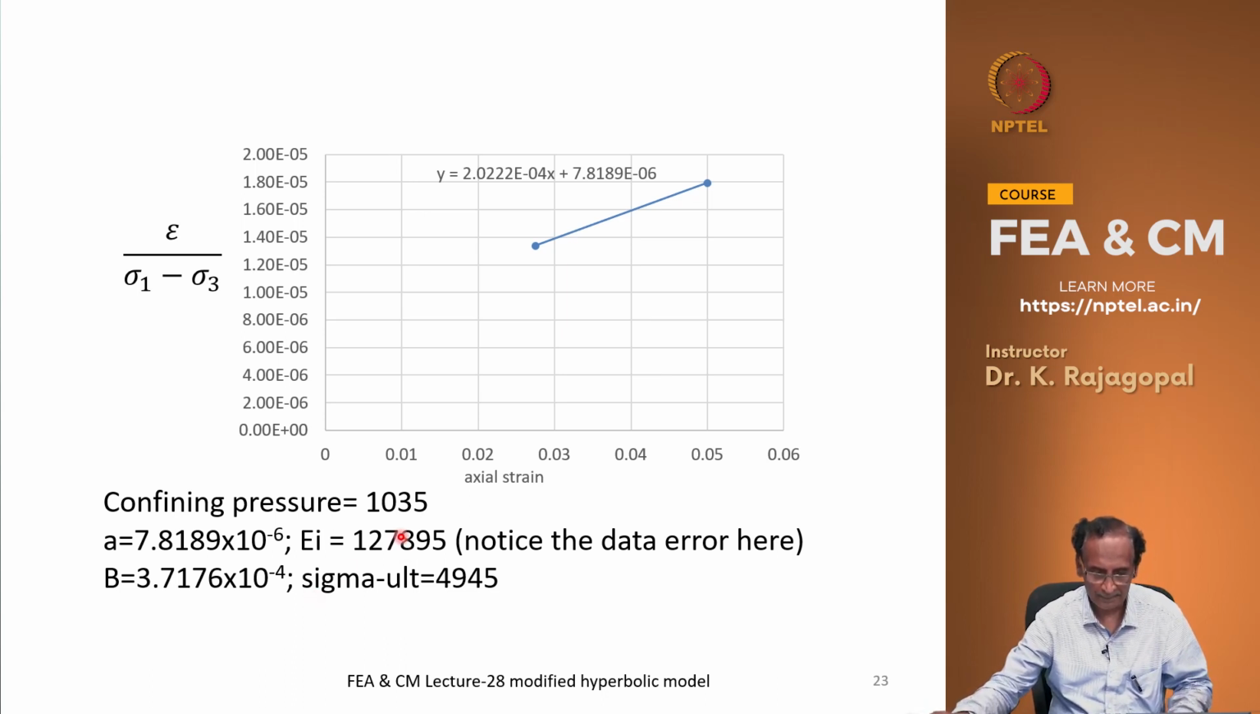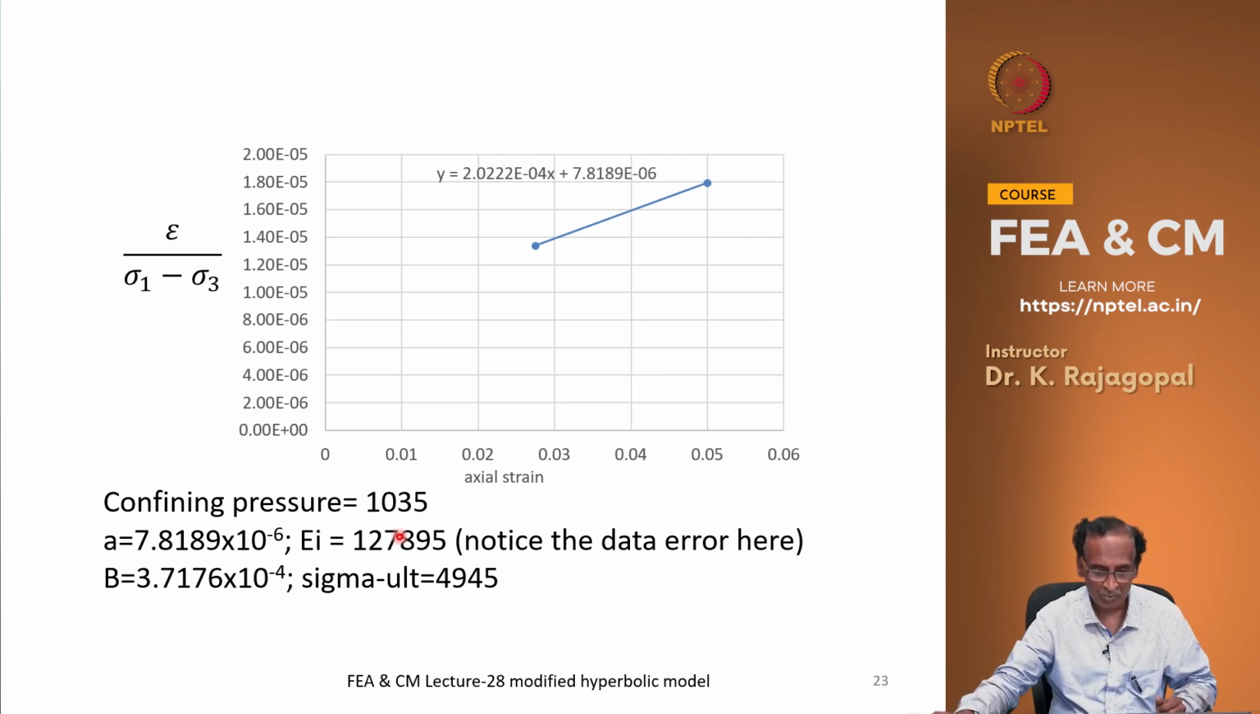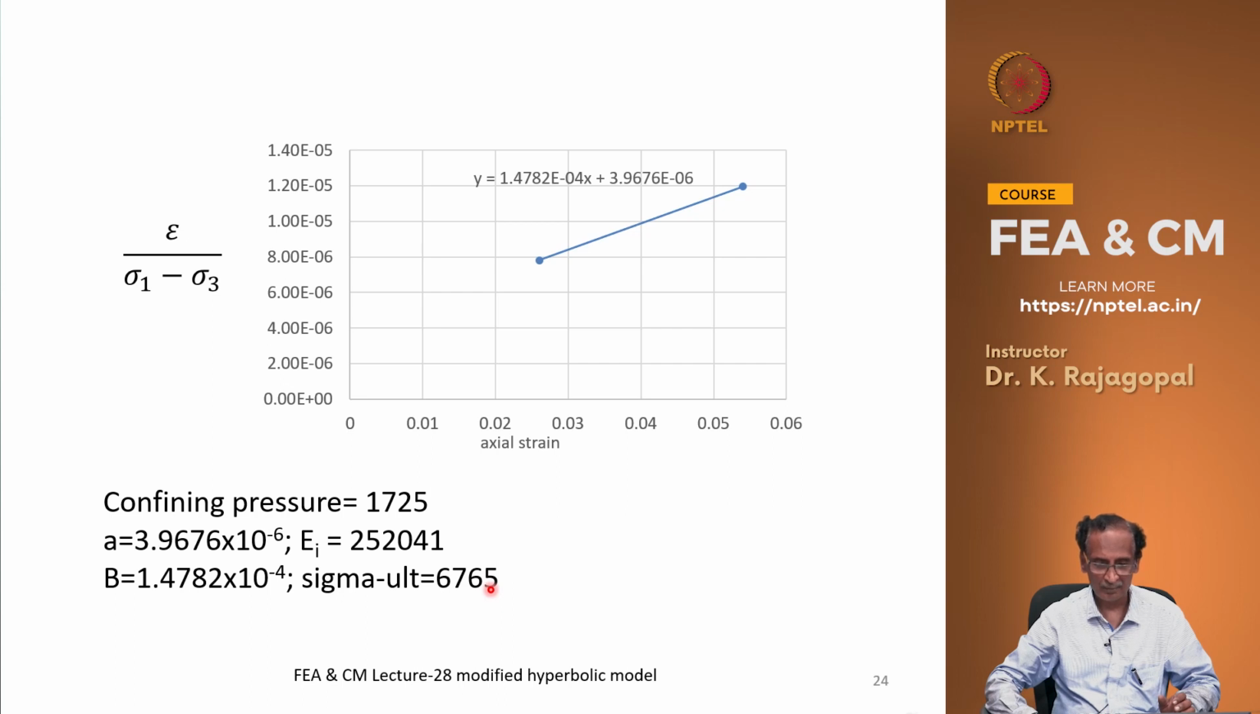Okay, but sometimes this is what happens when we do a laboratory test. We may get some value that is not consistent. That could be either because of the sample disturbances or because of not following the standard procedures for doing the laboratory test. So, our sigma 1 ultimate is 4945. Okay. Similarly, at confining pressure of 1725, the EI is this, and sigma 1 ultimate is 6765.